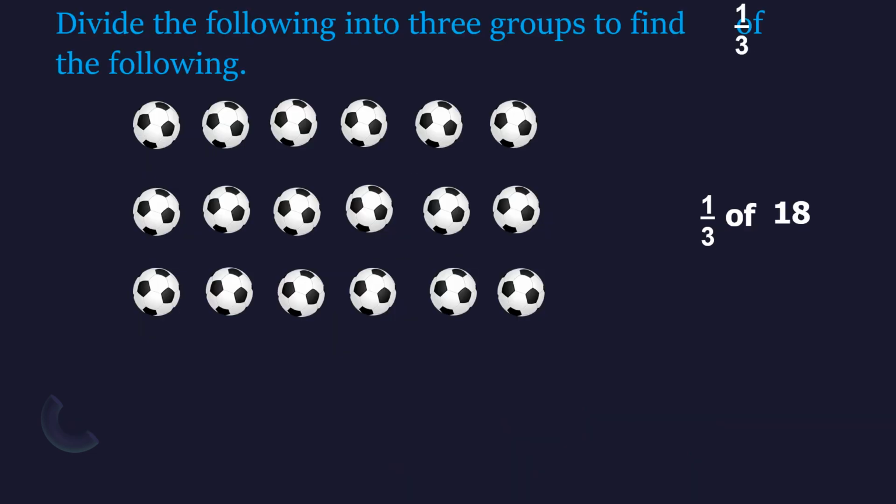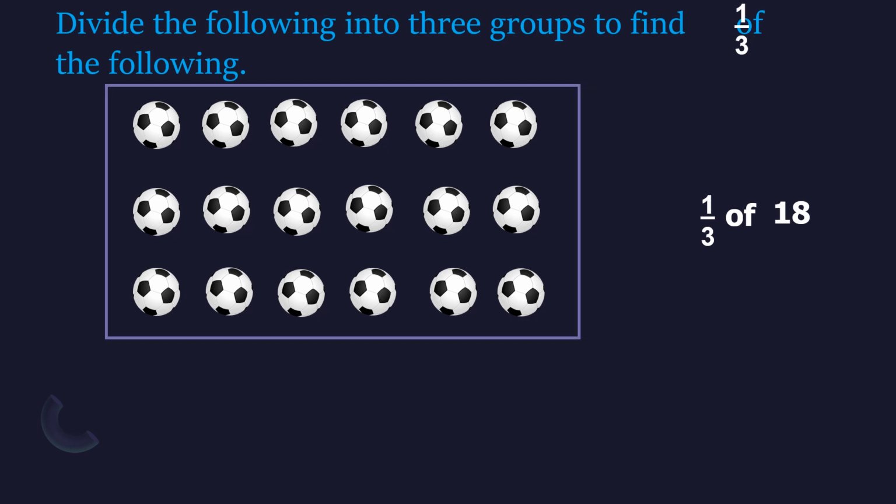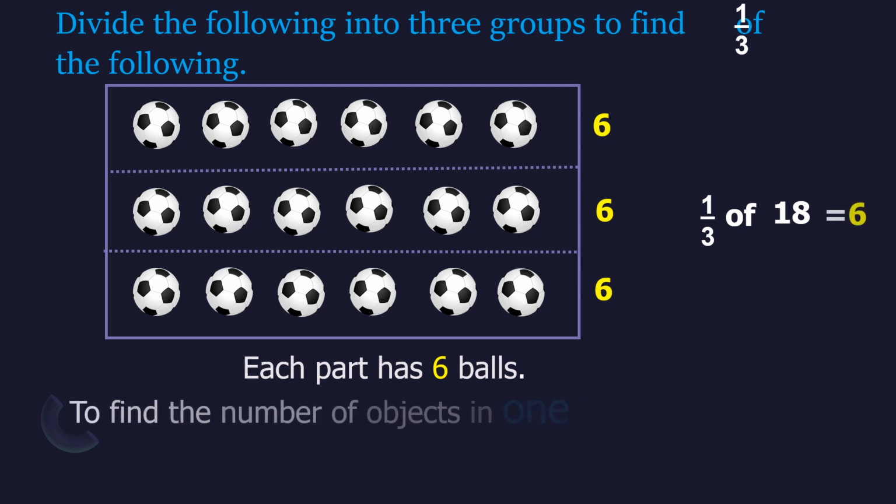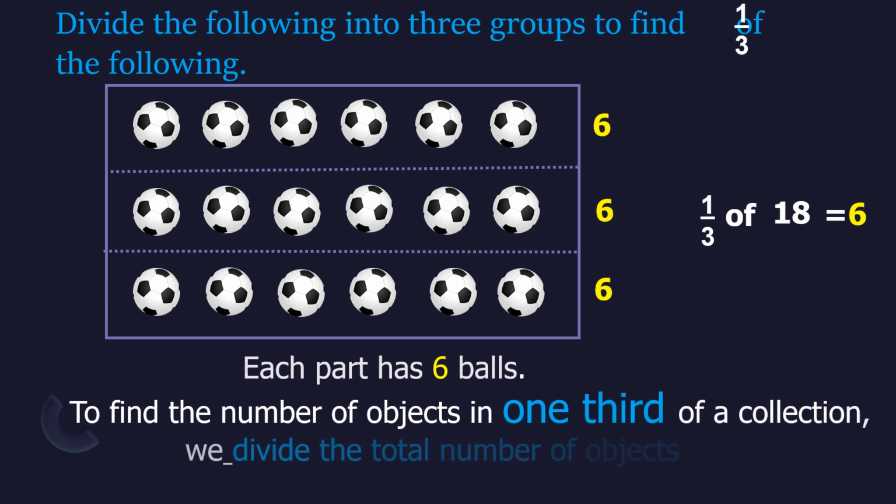Divide the following into 3 groups to find 1/3 of the following. So 1/3 of 18. 18 balls are there. So we divide these 18 balls into 3 equal groups. Next we should count how many balls are there in each group. 6. So each part has 6 balls. So 1 by 3 of 18 is equal to 6. To find 1/3 we should divide the total number by 3. So 18 divided by 3 is equal to 6.